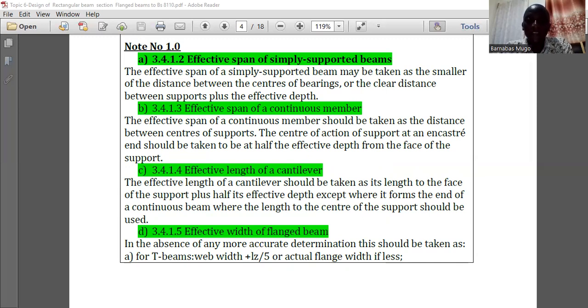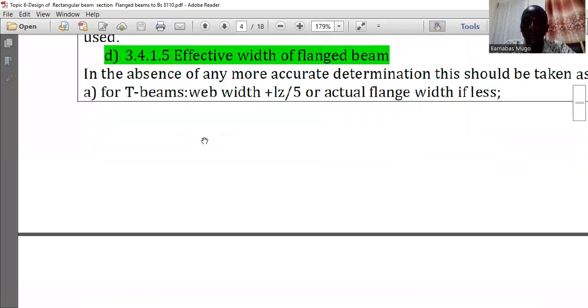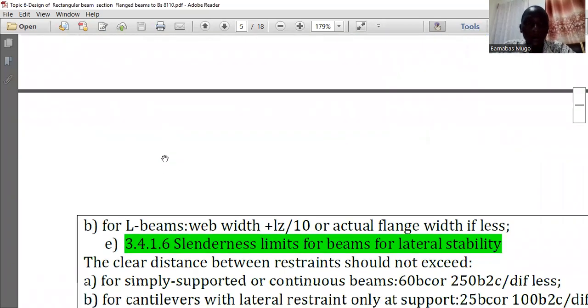So when we are looking at the effective span of a simply supported beam, we are looking at the distance between the two supports. We are going to see it, and I will make sure that I have a face-to-face class with you guys, so there is no point of worry.